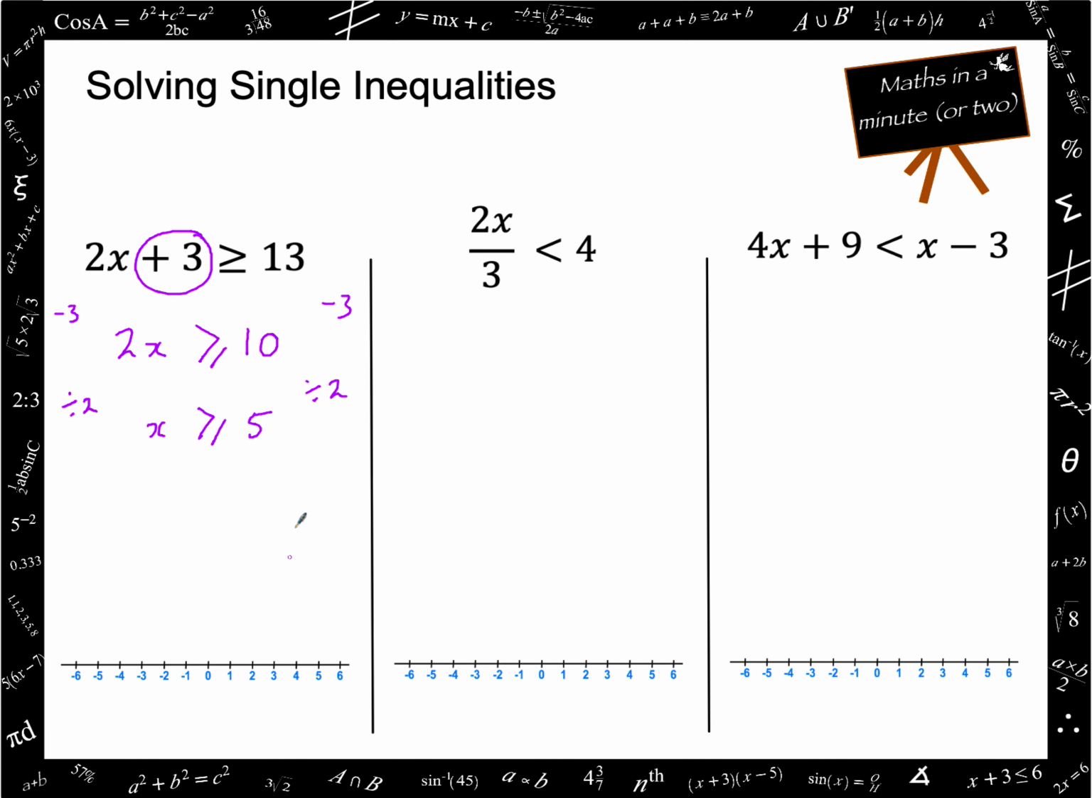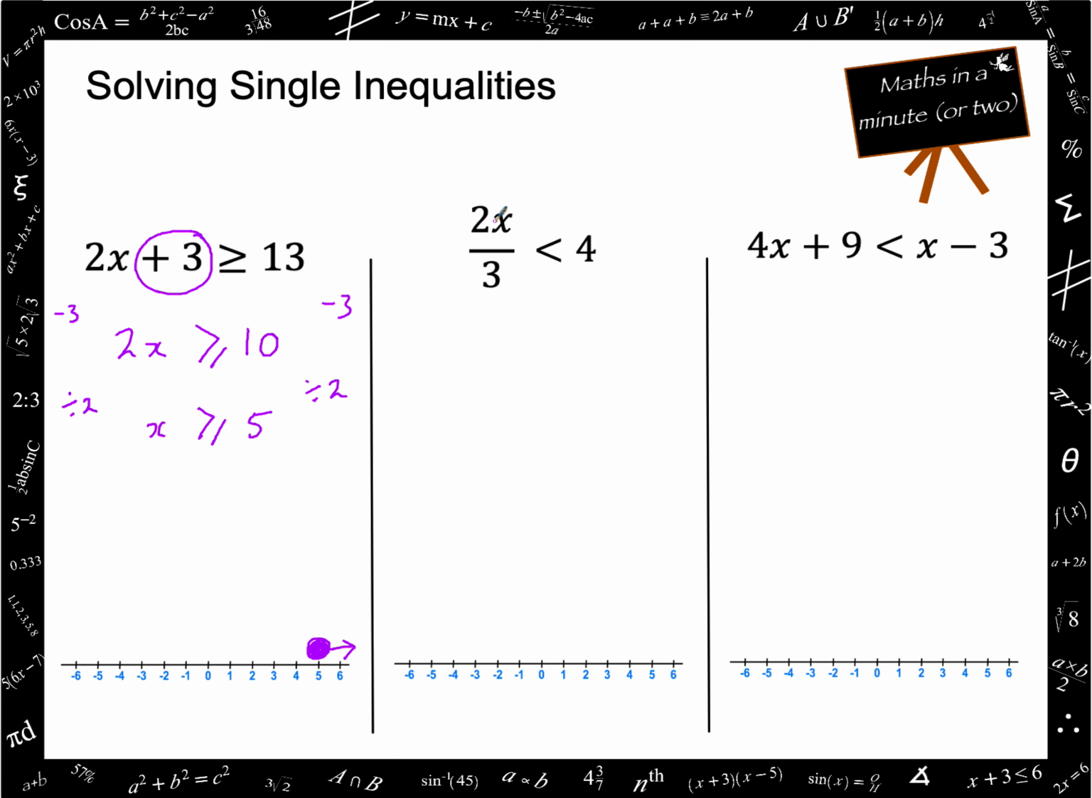Okay, now we're going to show that on the number line. This means that, rather than just x equals 5 like in an equation, where there's one solution, there's a whole series of solutions here. It means all of the numbers which are 5 or bigger. So we put a circle above the 5 on the number line, and because it equals 5 we fill that circle. So that's a filled circle on the number line, and anything bigger than it will work, so we put the arrow to the right.